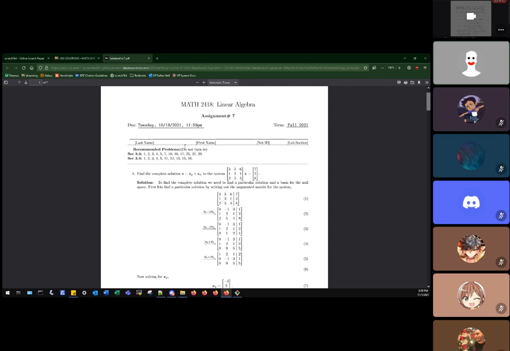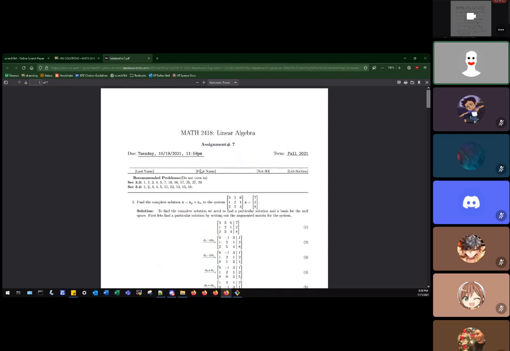Okay. Yeah, so let's work on the recommended problems from the textbook. I think this will take a while. Yeah, I'm opening the book. Yeah, let's do number 1. Let's find the complete solution. Wait. Okay, this works.